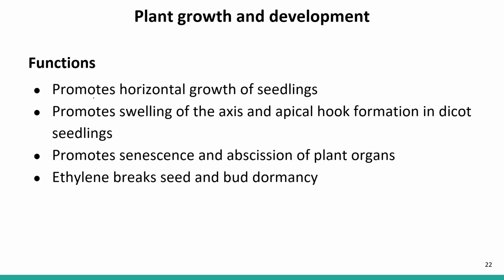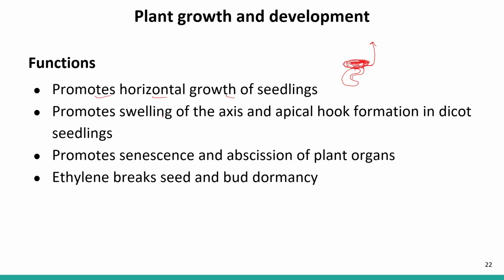Okay, functions of ethylene: it promotes horizontal growth of the seedling. So if this is a seed, the plant is growing like this. If stones come in between, then it promotes horizontal growth. If this is a stone till here, the plant will grow like this horizontally, and again it will go upwards. So it promotes the horizontal growth.